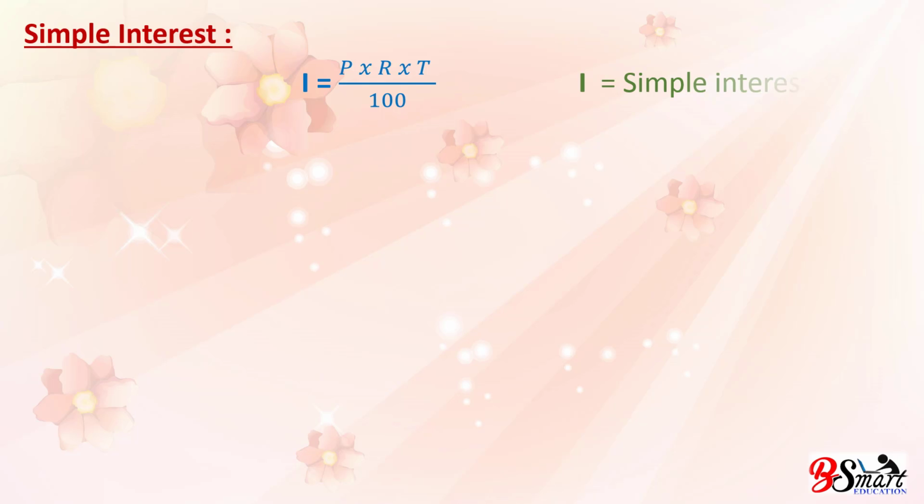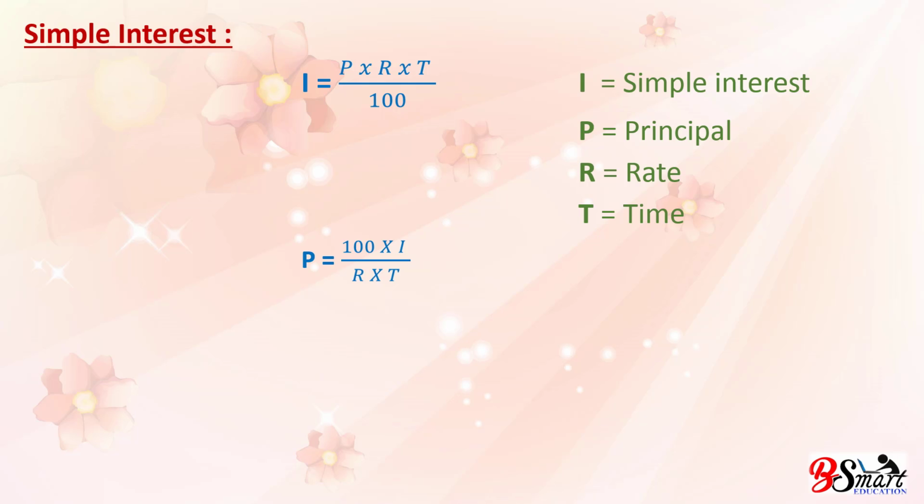Now we will learn some formulas. We know the formula of simple interest. Simple interest means I. So I equal to P into R into T upon 100. Here I equal to simple interest, P equal to principal, R that is rate, and T means time.